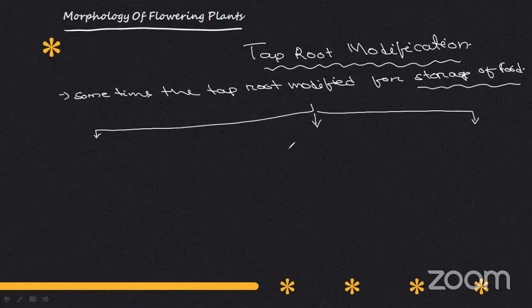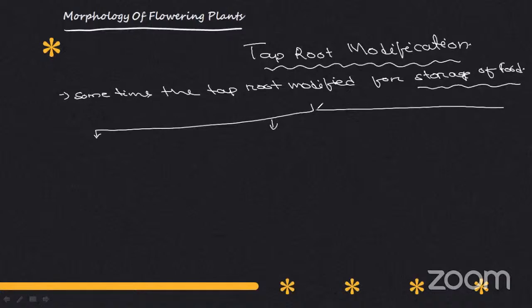Another one we have to discuss, an extra one also there. So let me make this four types. Taproot modification means for the storage of food, the root is modified into different shapes. That is called taproot modification.